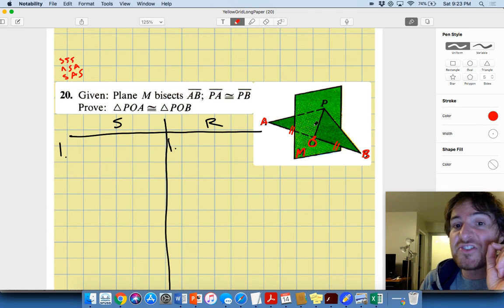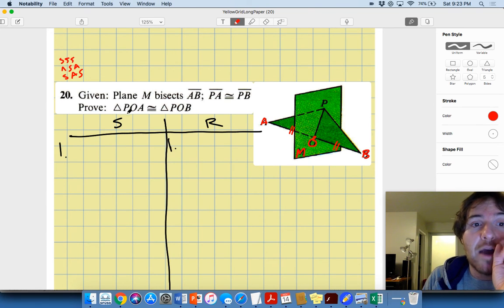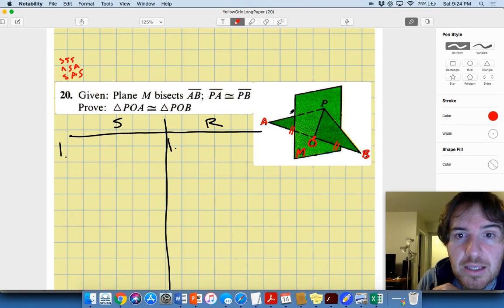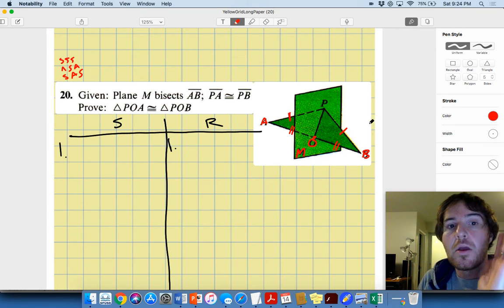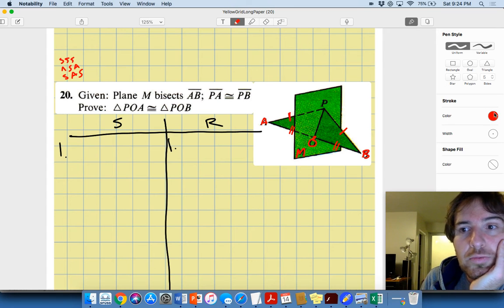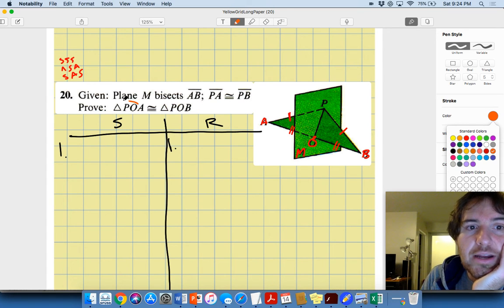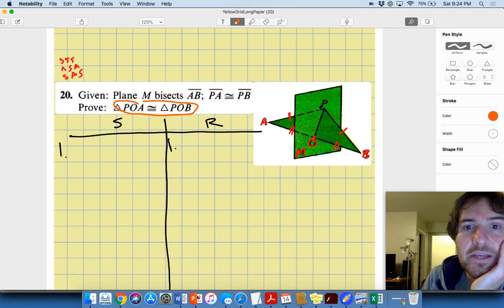Okay, so we have a couple sides of the triangles congruent. Well, we're not thinking backwards yet. Hold on a second. Let's mark up everything else we know. We know that PA is congruent to PB. So I've marked that one up here. What am I trying to prove? What am I trying to get to? I'm trying to get to the two triangles, triangle POA and triangle POB, being congruent to one another. That's my goal.